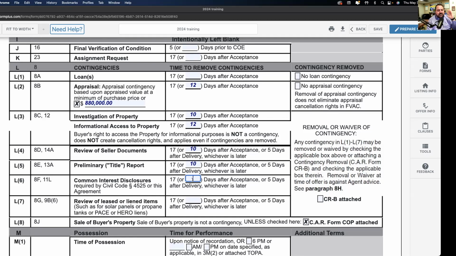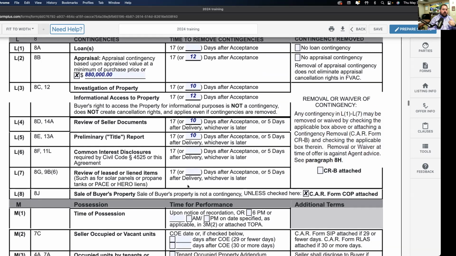I would suggest that by the norm, you leave those alone, even though it does say it's 5 days after delivery, whichever is later, right? So even if by day 10 you haven't gotten them yet, whenever you do get them, you'll have 5 days to review them. But again, we all know that it's going to take longer than 10 days probably to review HOA docs. So I would leave those alone.